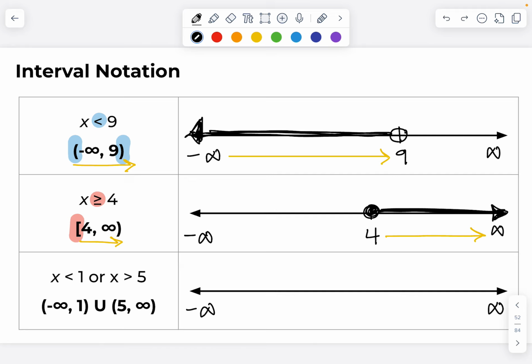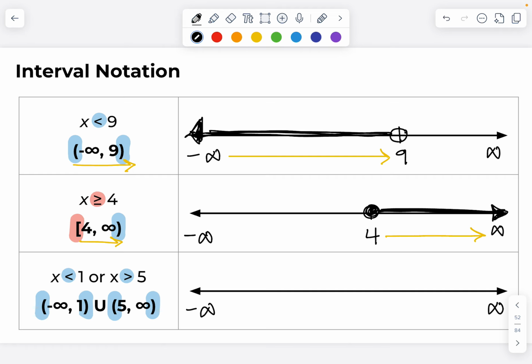Let's look at this last one. Notice we've got 2 parts. We've got x is less than 1, and greater than 5. So we've got parentheses for both. Again, I've got a -infinity, so that also gets parentheses.